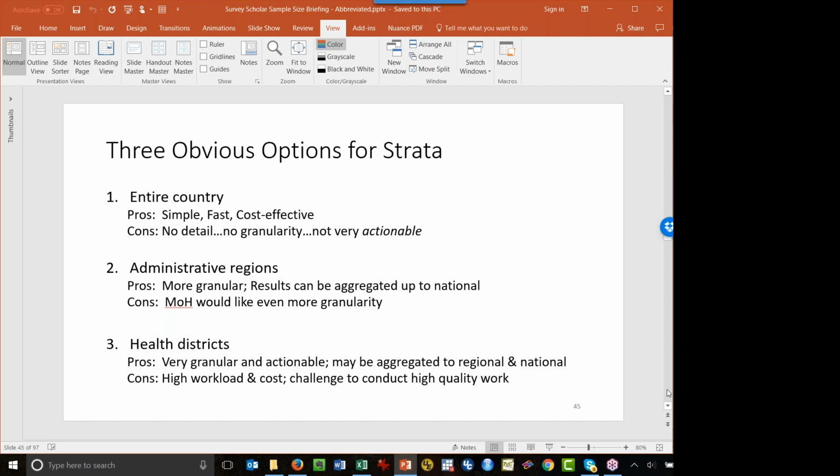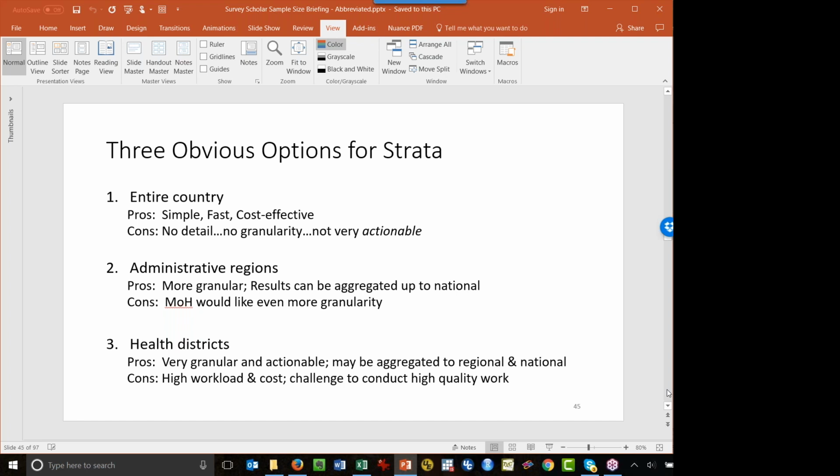So we could go a little deeper. We could do a survey that's more expensive and gives results that are more detailed. I'm using the word granular here. We would have 13 results. And then we would be able to aggregate those 13 results, one for each region, up to the national level, and have national level results also. But of course, it would be more costly.